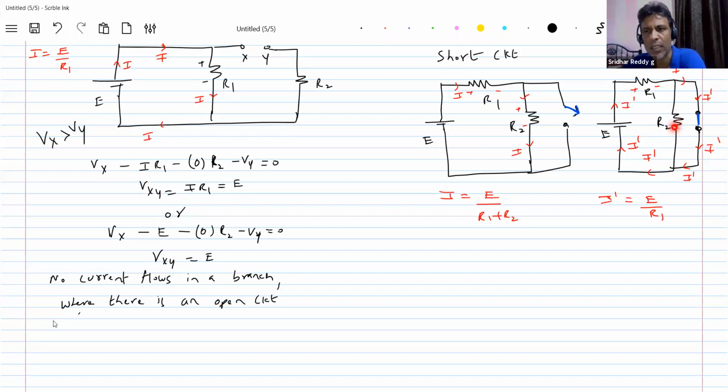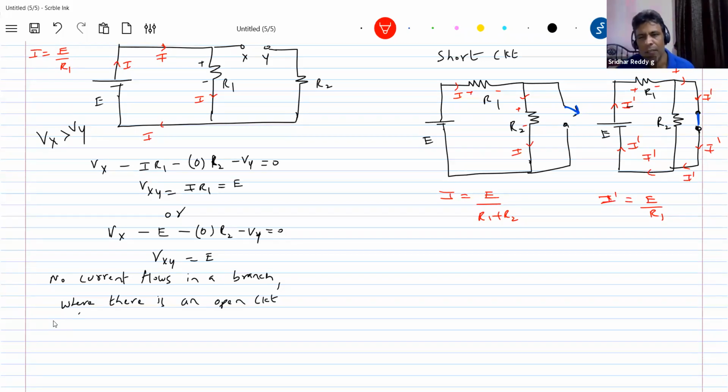Means, sir, I'll remove it. Yes, it doesn't make any difference whether this R2 is present or not. In an element, if no current flows, it is as good as removing it from the circuit. So this is called shorted.